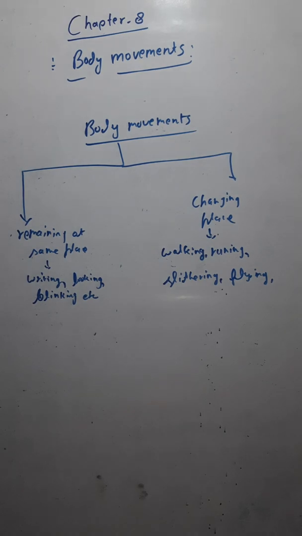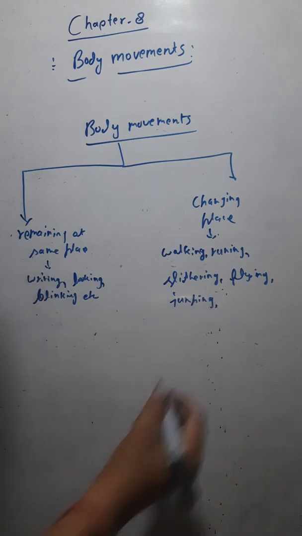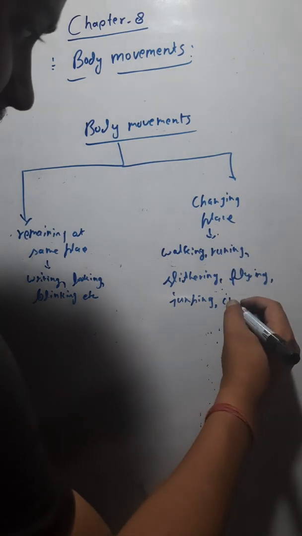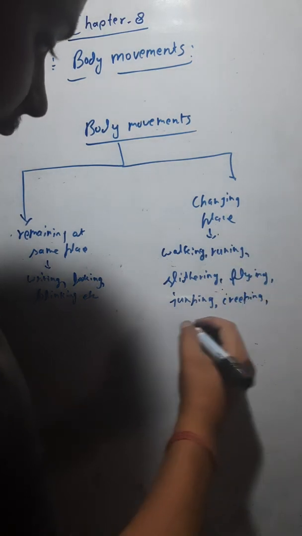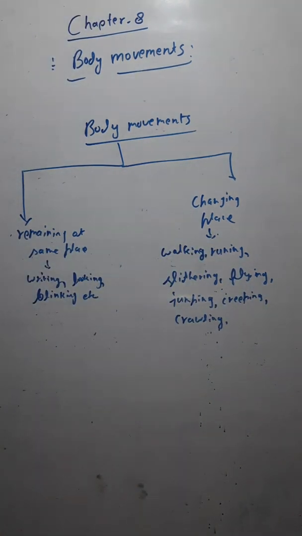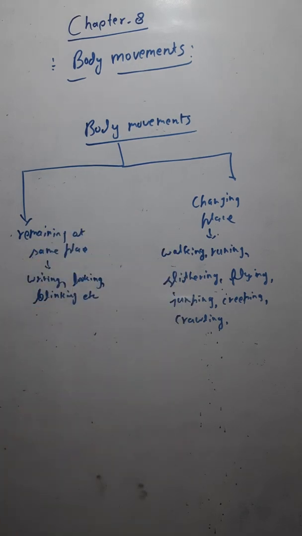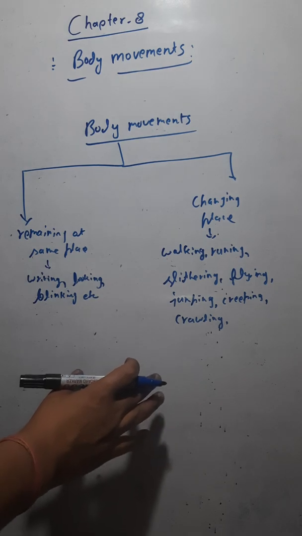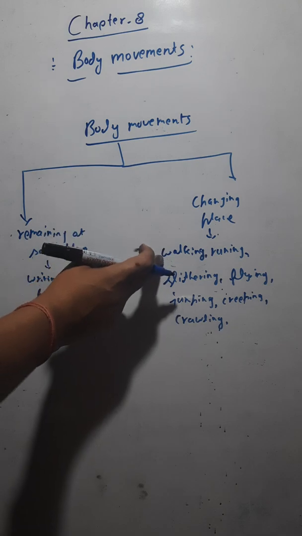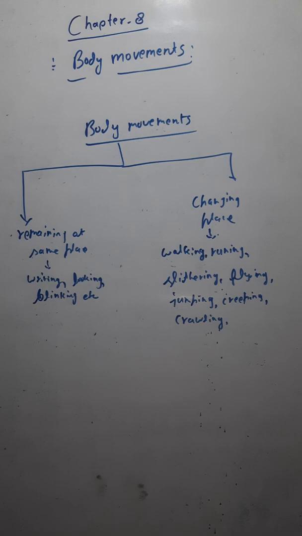Are you getting this? Some animals are jumping, like a kangaroo. Some are creeping, some are crawling also. Are you getting this? So these are some possible movements of animals in which they are changing the place and still moving some body parts. If they have to walk, they would have to move some of their body parts. Okay.